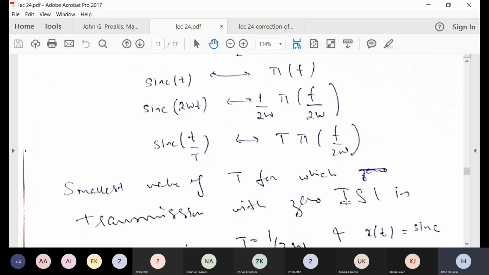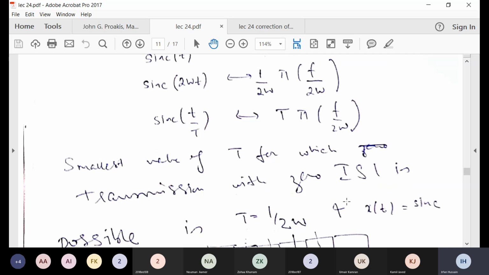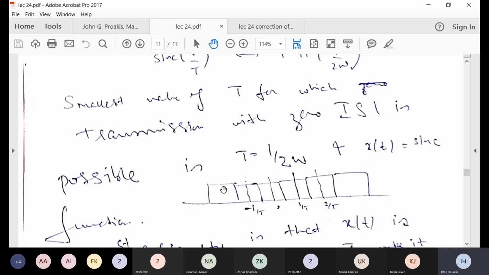So the smallest value of t for which transmission with 0 ISI is possible is that t is equal to 1 over 2w, and you are using a sinc pulse, which is actually t over capital T. You can see here the function will be like this. So you will have all these replicas, but the replicas will be just attaching with the previous replica. There will be no gaps, and the height can be maintained to be t.